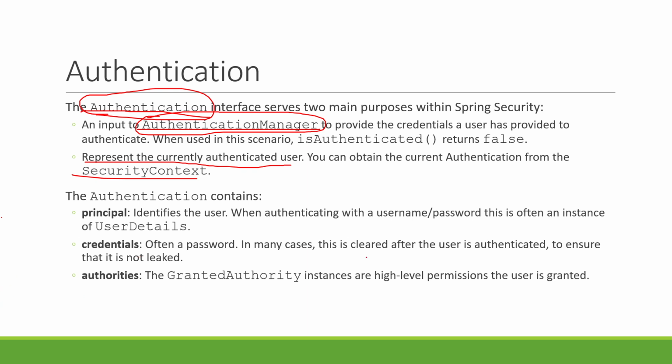The authentication object contains a principal. The principal is an instance of UserDetails, and we're going to deal with it later. The credentials is the password. And the authorities contains GrantedAuthority instances, which are the permissions the user has.